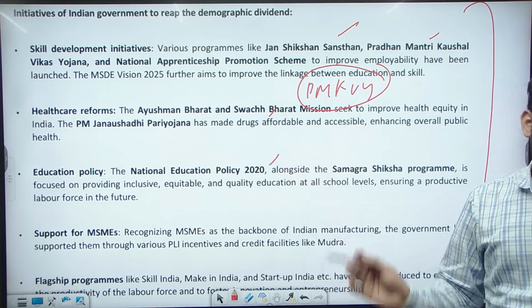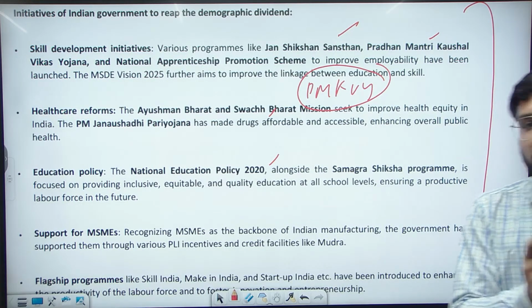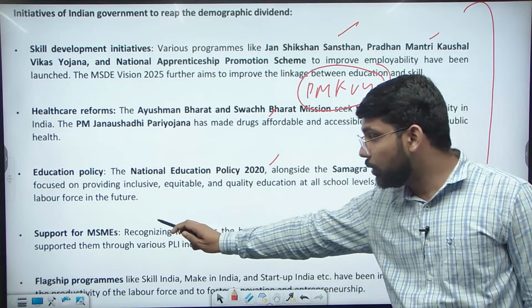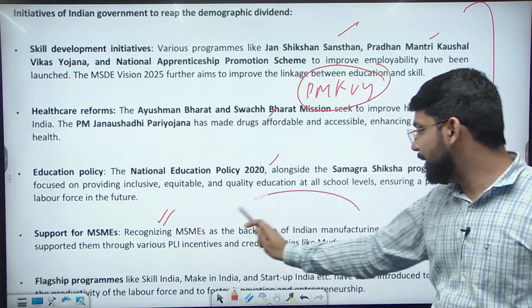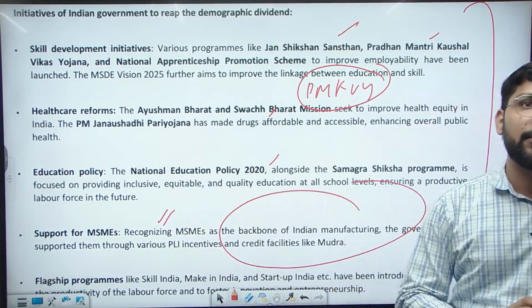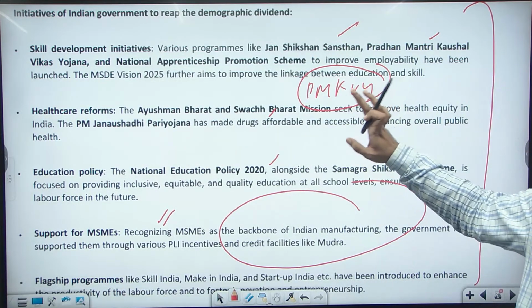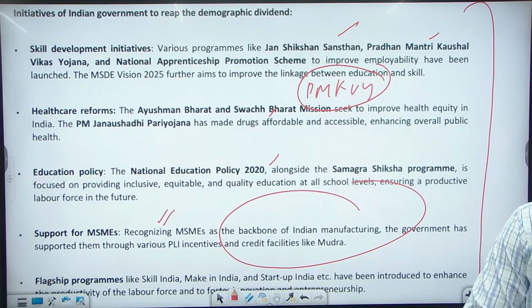The National Education Policy links education with the manufacturing sector. And there is support to MSME, recognizing MSME as the backbone of the Indian manufacturing sector. So these are some of the initiatives taken by the government of India for the demographic dividend. You can mention these if a suggestion is asked in the question.